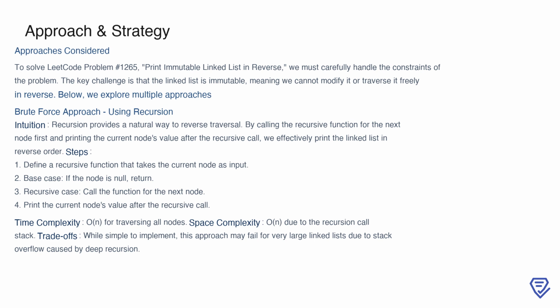To implement this, we define a recursive function that takes a node as input. If the node is null, we stop the recursion. Otherwise, we recursively call the function for the next node and print the current node's value after the call returns. While this approach is conceptually simple and matches the reverse order requirement, it has a significant downside.